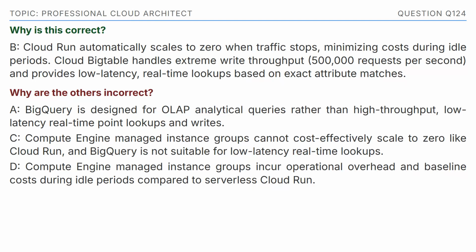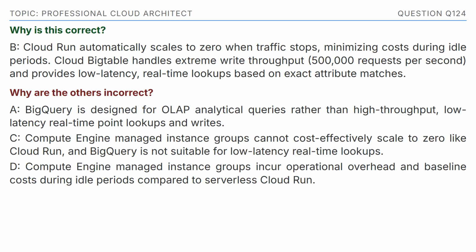Why is this correct? B. Cloud Run automatically scales to 0 when traffic stops, minimizing costs during idle periods. Cloud Bigtable handles extreme write throughput, 500,000 requests per second, and provides low latency, real-time lookups based on exact attribute matches.